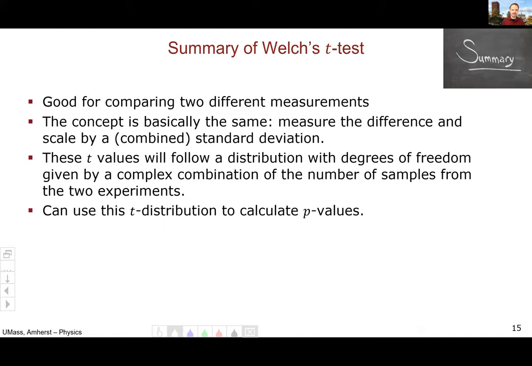So to summarize the Welch's t-test, it's good for comparing two different measurements. And the concept is basically the same as the regular t-test. You measure the difference from your two experiments and scale by some combined standard deviation. These t-values will follow a t-distribution with the degrees of freedom given by this complex combination of the number of samples from the two experiments. And then we can use this t-distribution to calculate the p-values and see what is the likelihood that our two experiments are independent or representing the same value. This concludes this video.